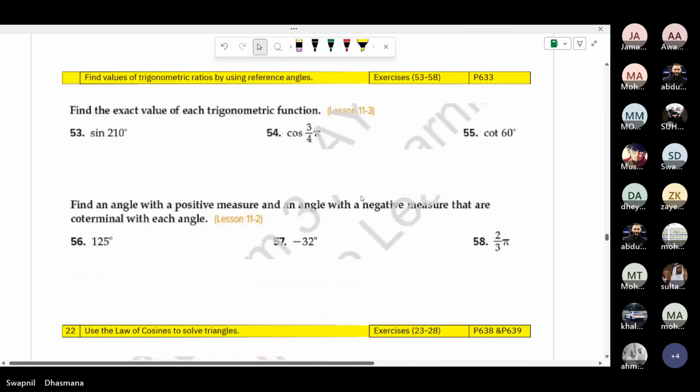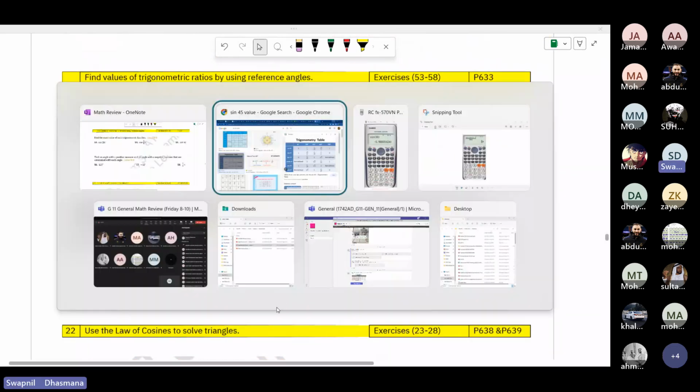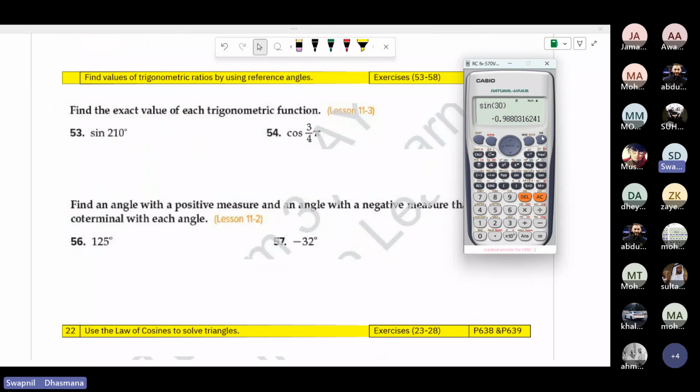Moving on. Exact value is very simple, boys. You don't have to do anything. You just need to take care of degrees and radians. And if I do sine 210, I will get my answer. This is in radians right now. So I need to check.